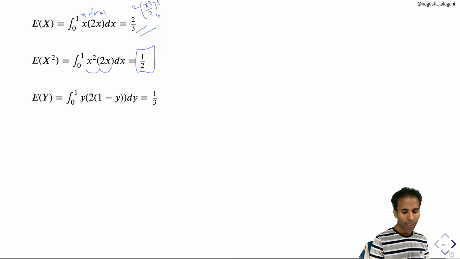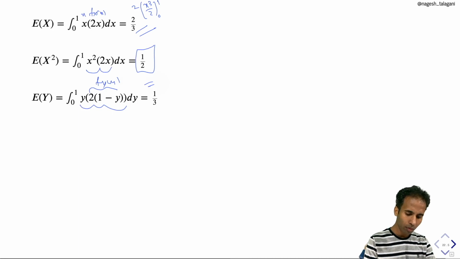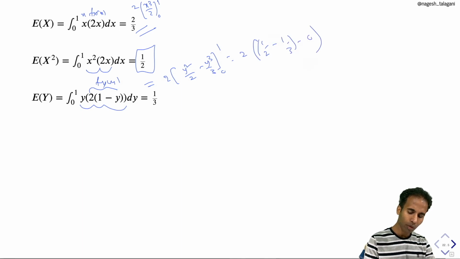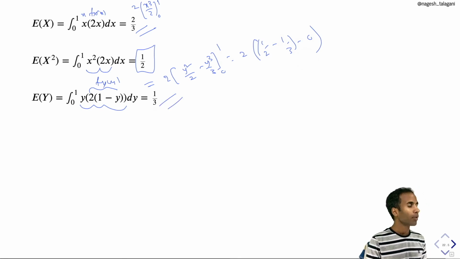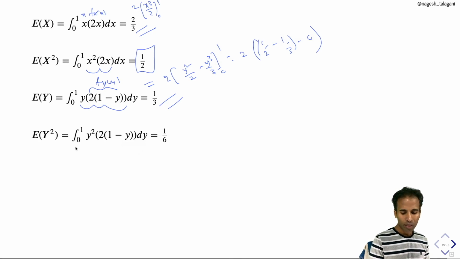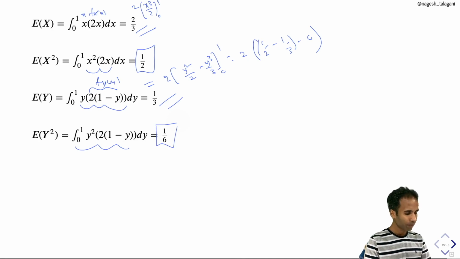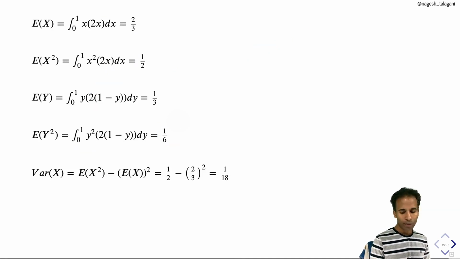Now expectation y, so this is the PDF of y. Okay, so if you perform this integral, it equals 2 times y square by 2 minus y cube by 3, 0 to 1. So it's going to be 2 times 1 by 2 minus 1 by 3 minus 0. So it's going to be 2 times 1 by 6, that will be 1 by 3. Okay. Similarly, you can compute expectation of y square. If you perform this integration, you will end up with 1 by 6. Feel free to verify.